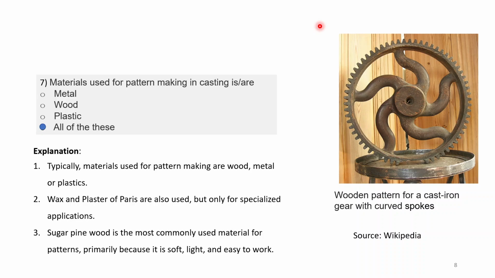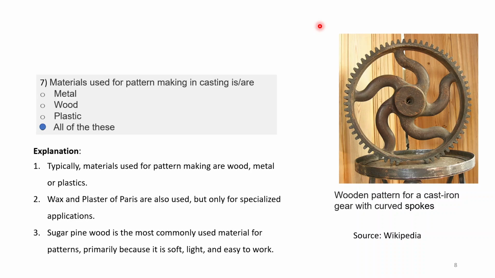Sugar pine wood is the most commonly used material for patterns, primarily because it is soft, light and easy to work. Now wood can react with moisture in some cases, so in those cases you use metal and plastics, but metal and plastics are more expensive compared to wood, so wood is mainly used.